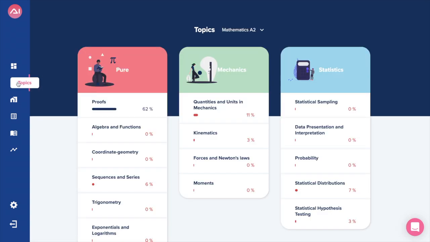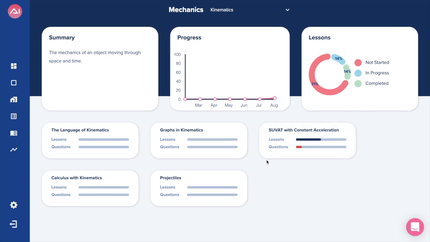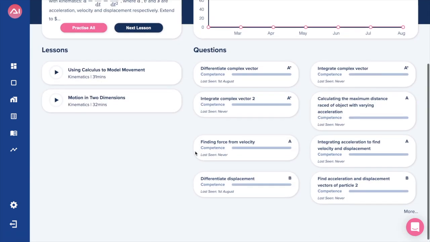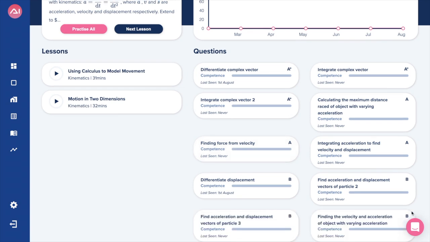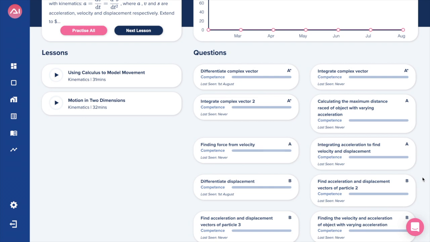So we go to topics, and now when we look in the mechanics section, let's say we want to have a look at kinematics and differentiating displacement. So we click on kinematics, and you can see I've completed a bit on SUVATs with constant acceleration. But here we're going to want to look at calculus with kinematics. And then if I scroll down and click more, you'll see that I've got all of these different options. And we wanted to look at differentiating displacement, so that is this option here.